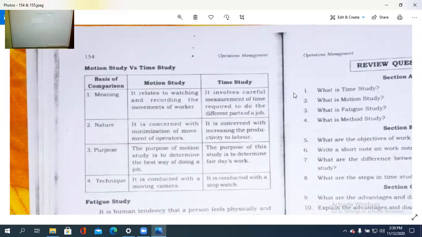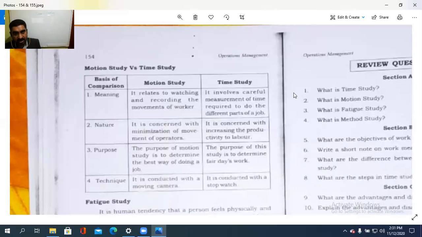That is the specialty of time study. And also the technique utilized: motion study is conducted with a moving camera, while time study is conducted with a stopwatch. So that is the technique with regard to motion study. With a moving camera, we need to observe each of the worker's movements, while time study is conducted with a stopwatch. So this is motion study versus time study.